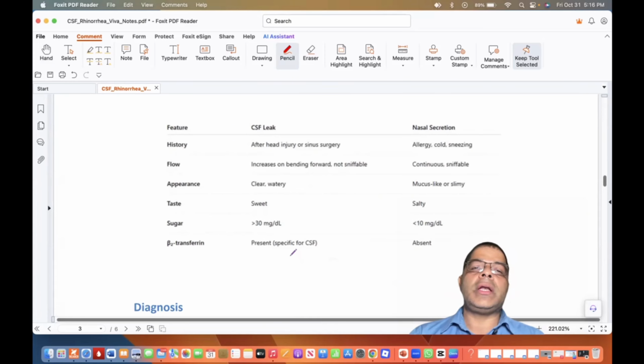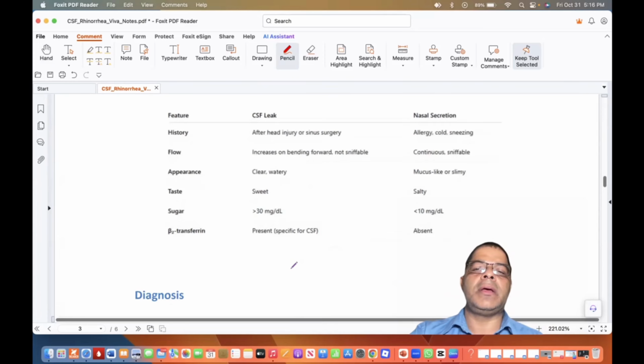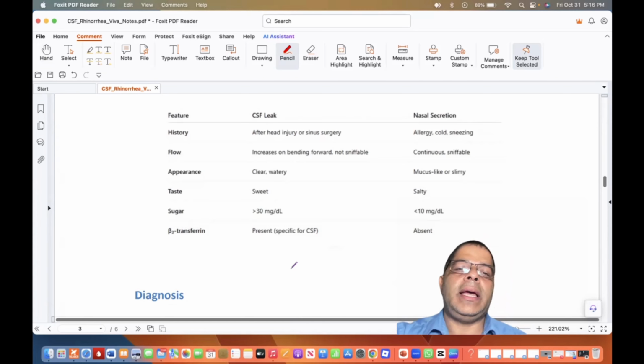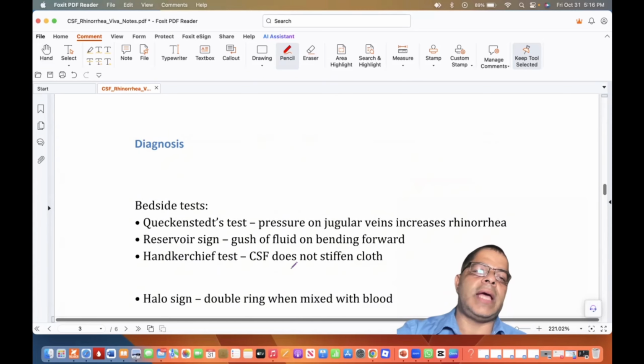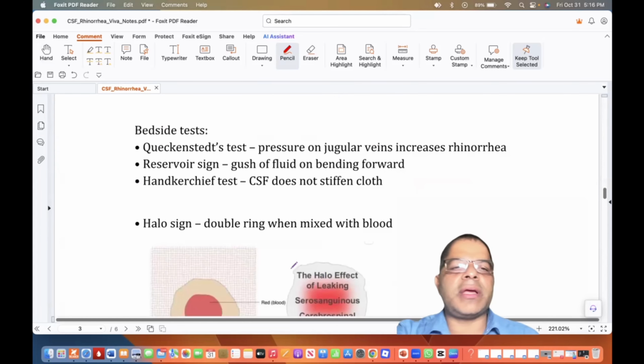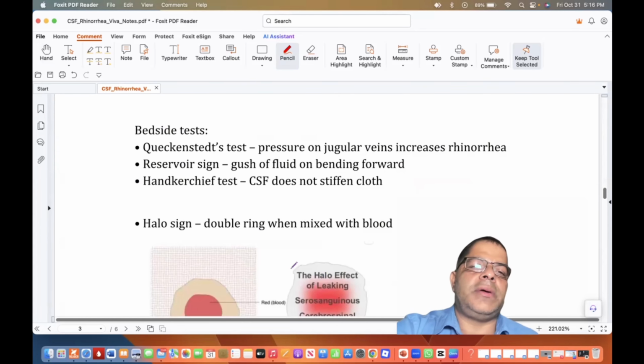The sugar level is more than 30 in CSF leak, and less than 10 in nasal secretion. Sniffable is in the case of nasal secretion, which I mentioned already. Beta-2 transferrin is one of the most important biochemical tests, and it is present in CSF leak, otherwise absent in nasal secretion.